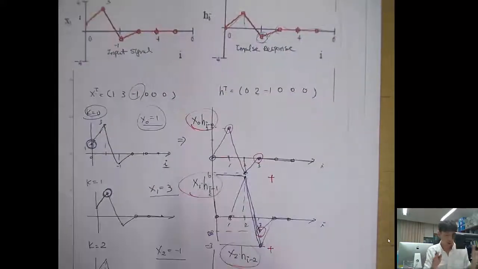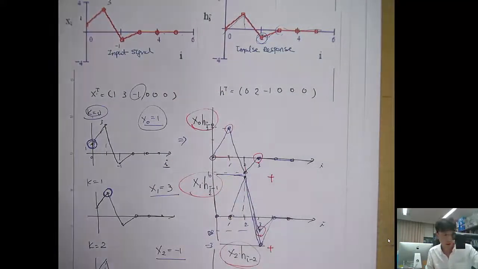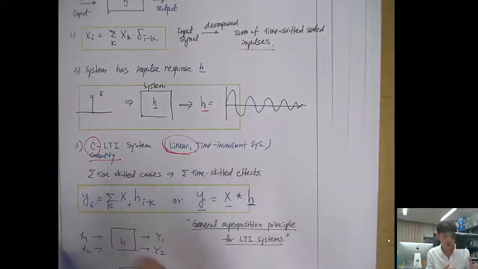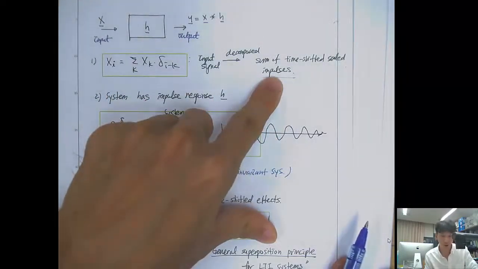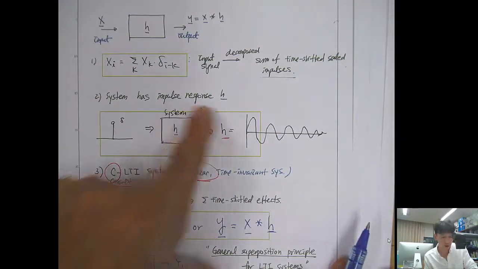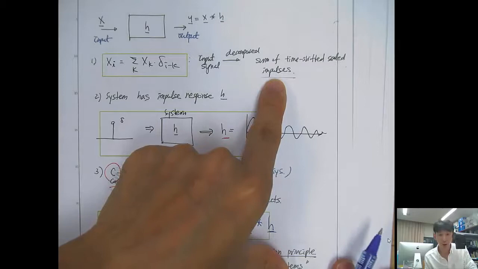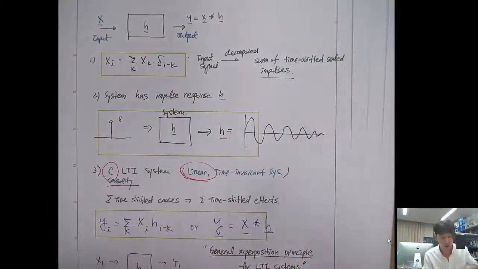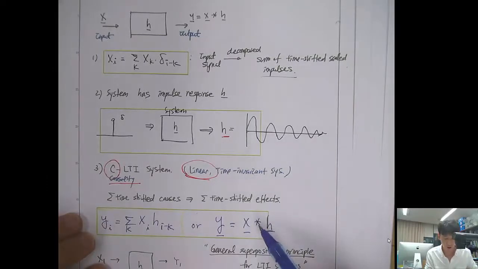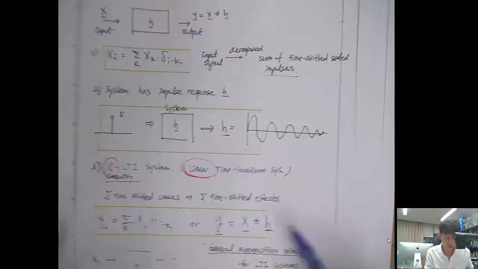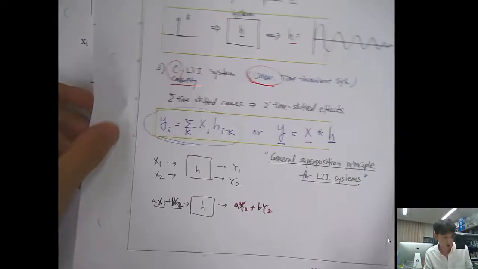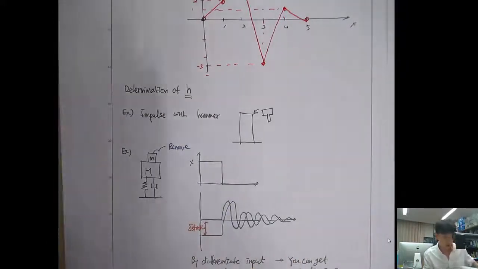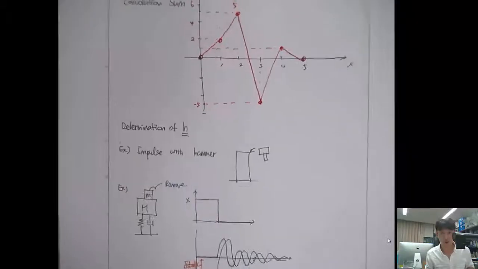Okay, so this is the basic concept of the convolution, and the concept is that you decompose your x signal into time-shifted and scaled impulses, and you multiply the impulse response to each impulse, then scale it and time shift it, and together you can combine and sum up everything. So then the equation will become like this. Okay, so that was the exercise to get the idea of what the convolution is.